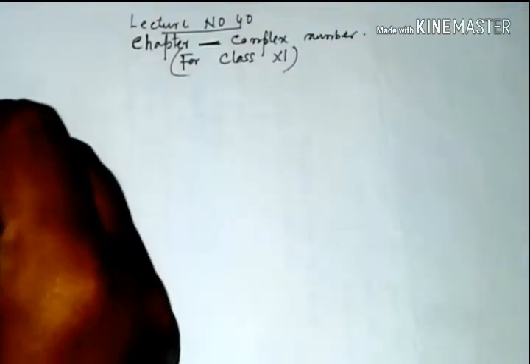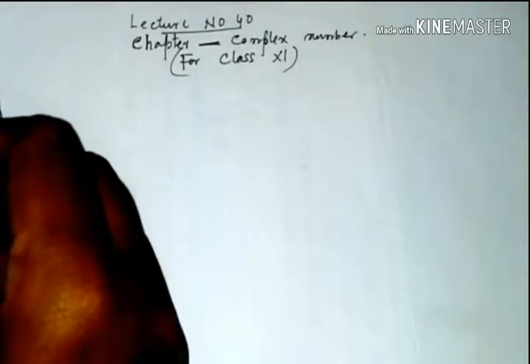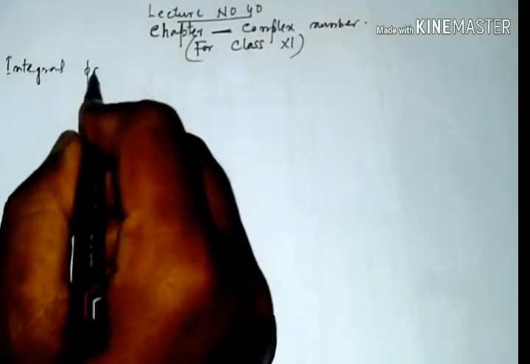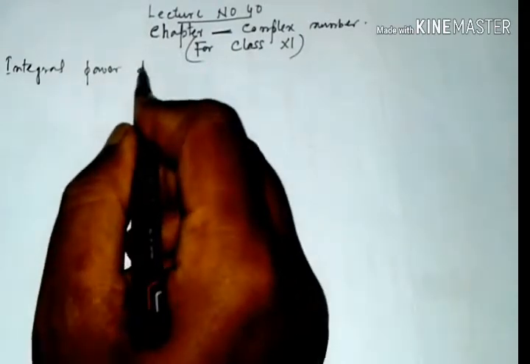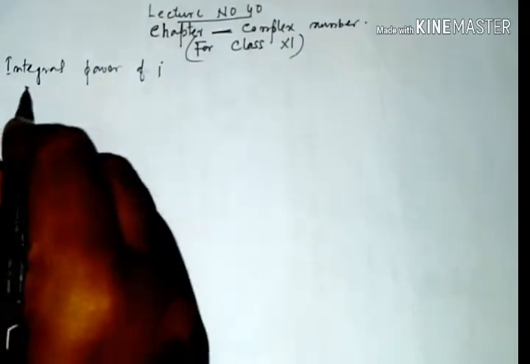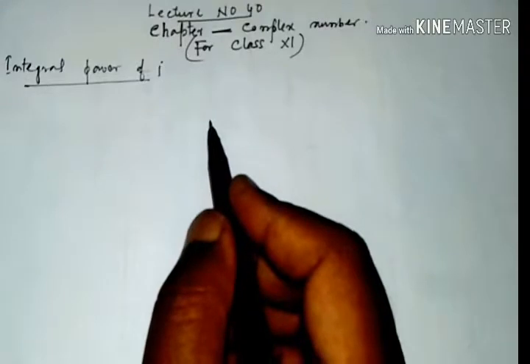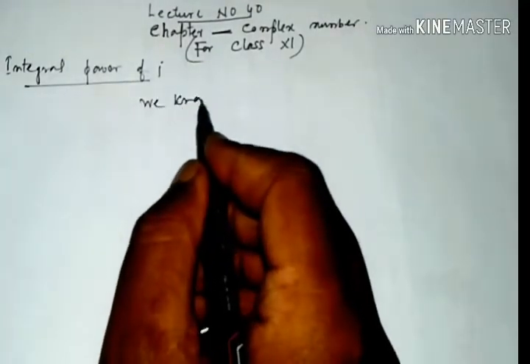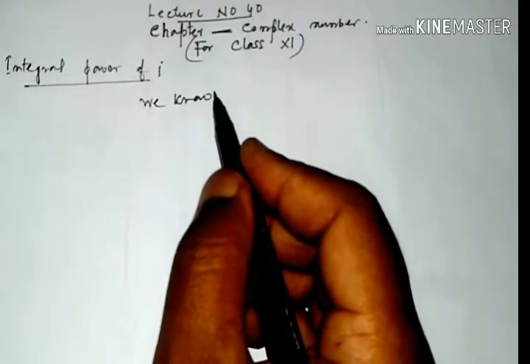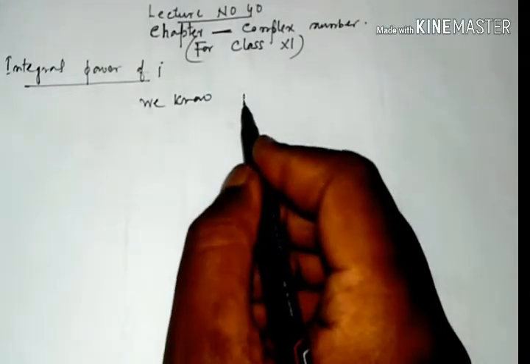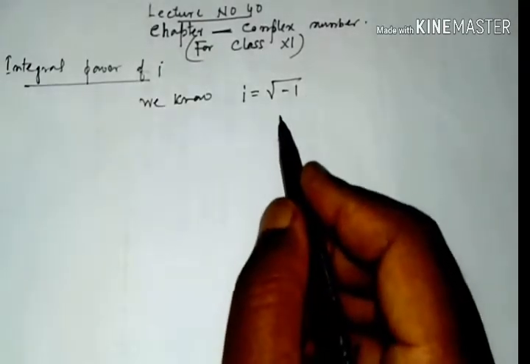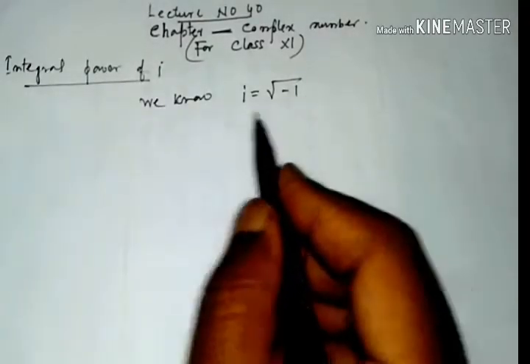That is, integral power of i. Here i means the imaginary unit. We know, as I discussed last class, that i is equal to root over minus 1. This is called the imaginary unit.